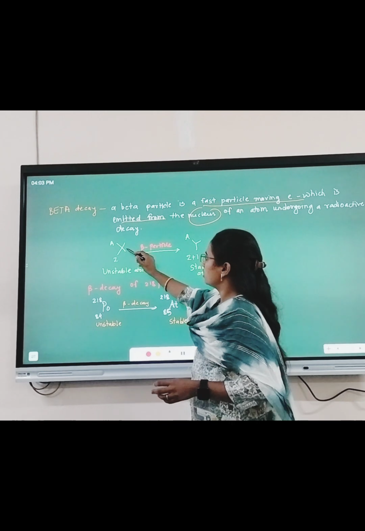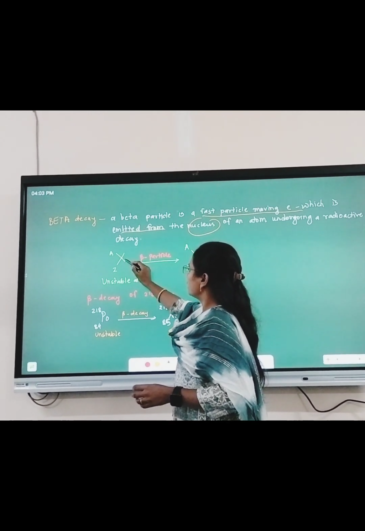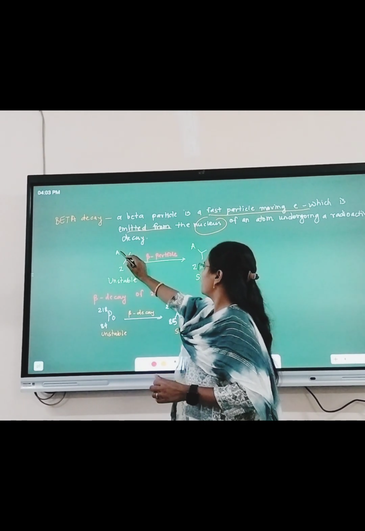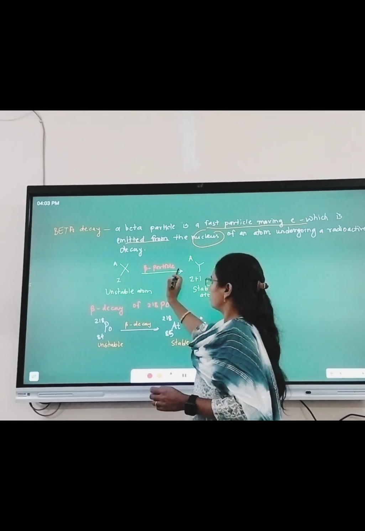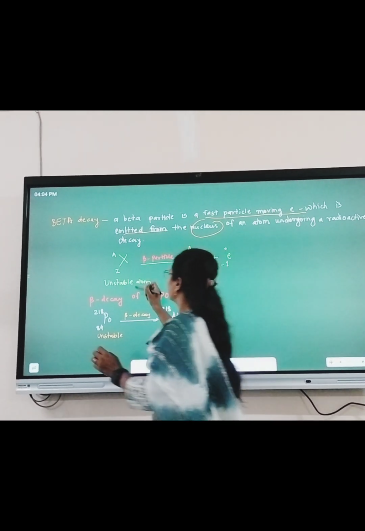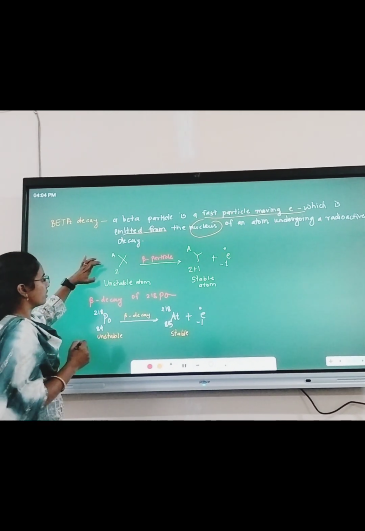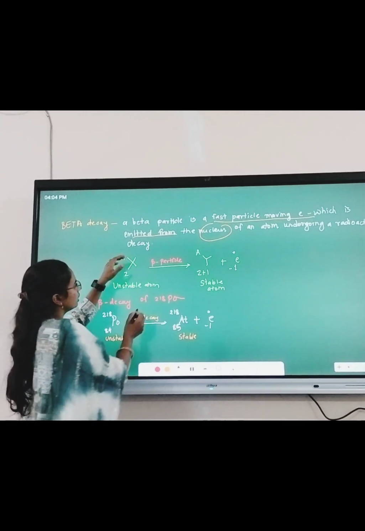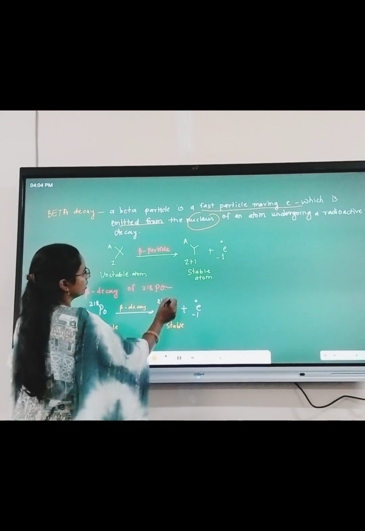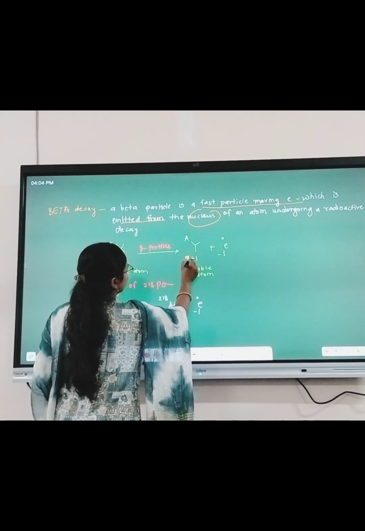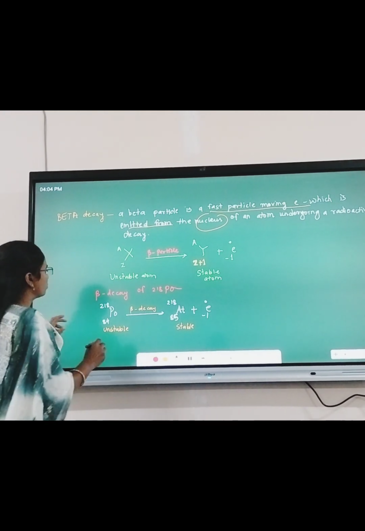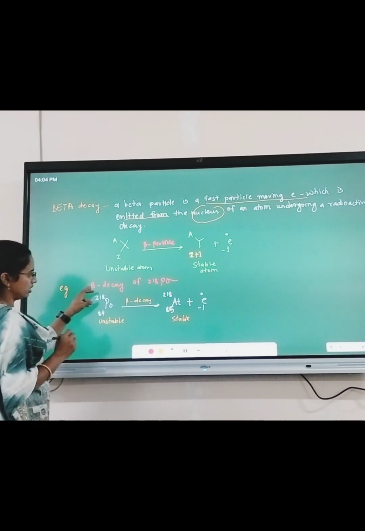Suppose this is a general reaction. Here X is an atom, Z is the atomic number and A is the atomic mass number. If we radiate a beta particle in this atom, first this atom is unstable. If we bombard it with a beta particle, then we have a stable atom. 1 plus 1 is added here.